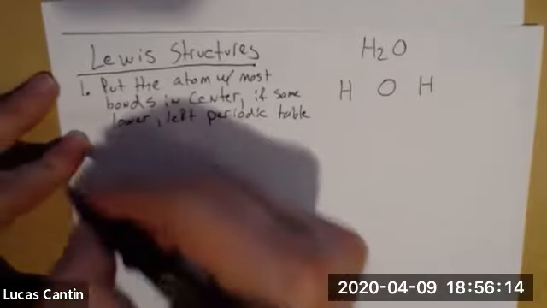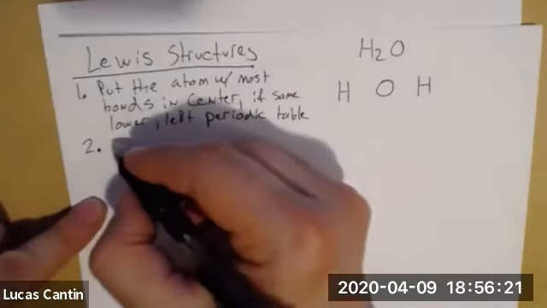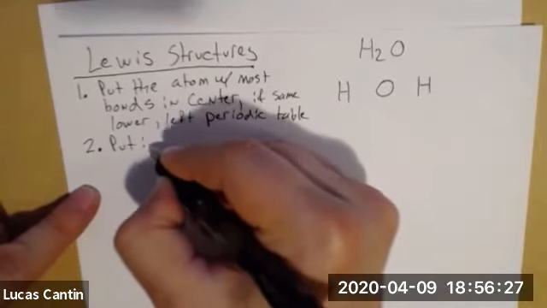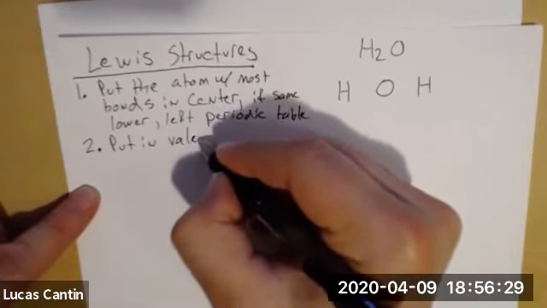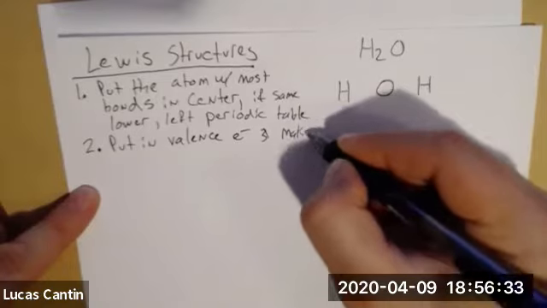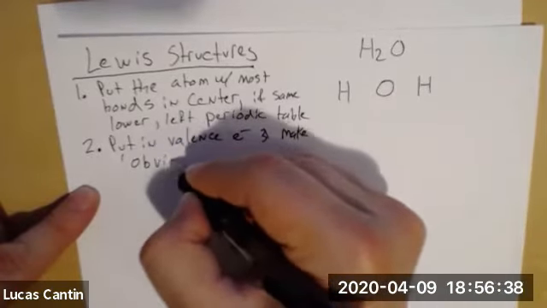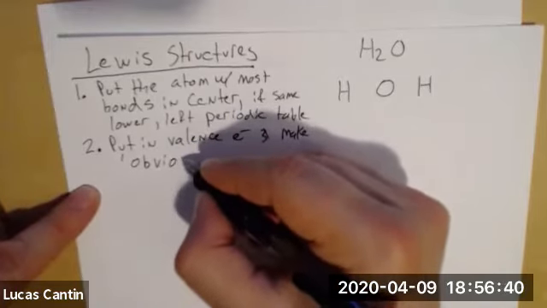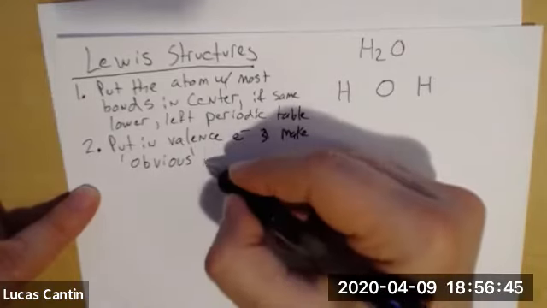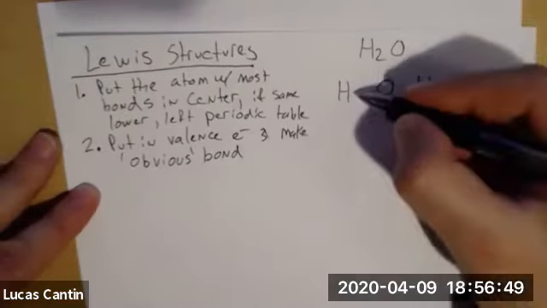Let's continue. This step sounds kind of pedantic, and I'll see why you think it might be pedantic. Put in valence electrons and make, quote, obvious bonds. So someone might say, that's absurd. What do you mean by obvious? Why is it obvious, Mr. Canton? Well, so let's put in the valence electrons first.